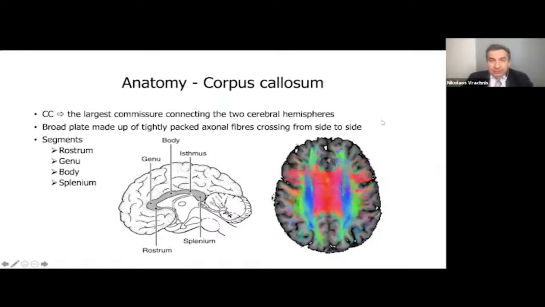Going now to the anatomy of the corpus callosum, it is the largest commissure connecting the two cerebral hemispheres. It's a broad plate made up of tightly packed axonal fibers crossing from side to side of the brain. And here on the black and white picture, we can see the particular parts of the corpus callosum, which are the rostrum here on the front and the genu, and then the body, the isthmus, and the splenium.